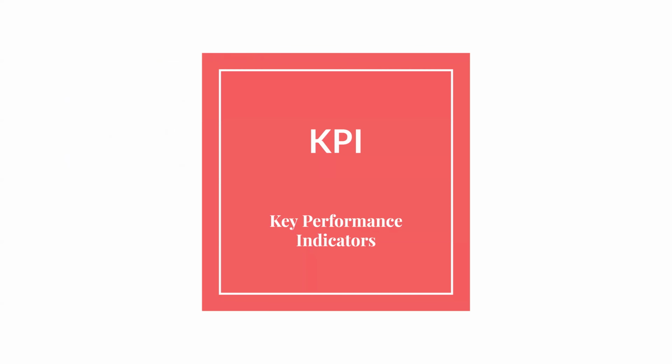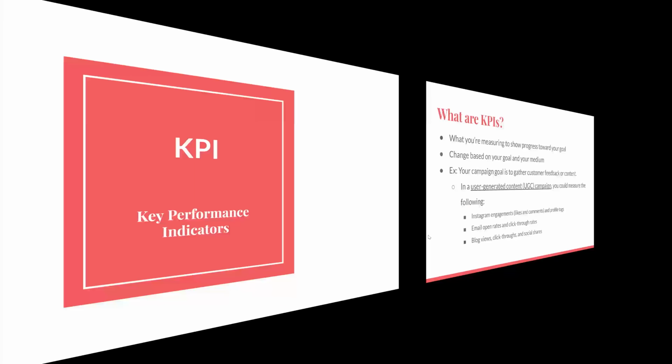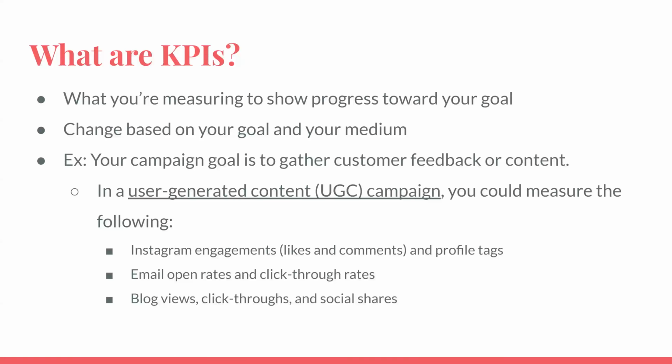Now, another term you should know related to marketing is KPI, or key performance indicators. Now, what are KPIs, key performance indicators? Well, this is what we're measuring whenever we are progressing toward our goal. This is the thing that we are determining during our research phase, that we need to measure in order to figure out if we have achieved our goal.